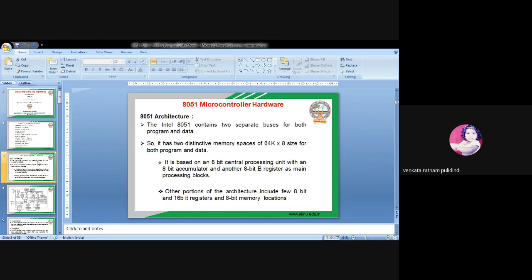For example, we perform the division and multiplication operations. Sometimes we need an extra register to support the main register. The main register is nothing but the accumulator. So therefore, we use another 8-bit register. For example, we multiply two numbers, 8 multiplied with 4. We multiply single digit numbers, 8 and 4, but we get a double digit result.